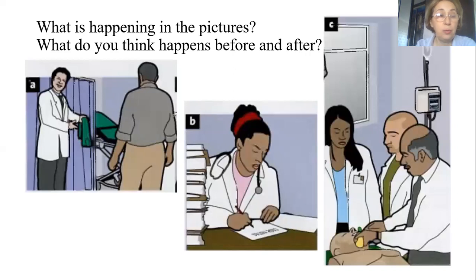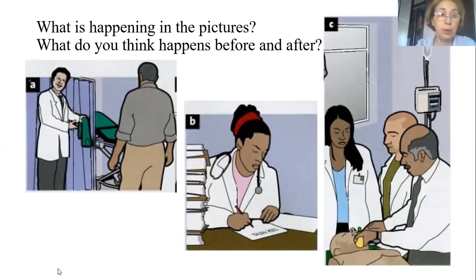And now let us start speaking about the responsibilities of people involved in medical practice. You can see here 3 pictures, and so let us think of what is happening in the pictures and what do you think happens before and after this.